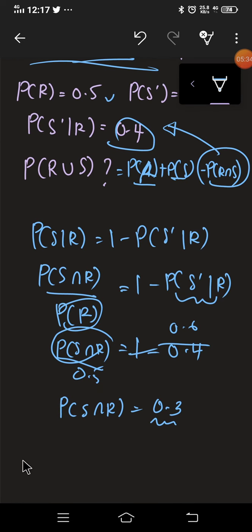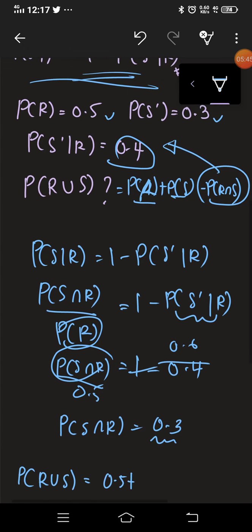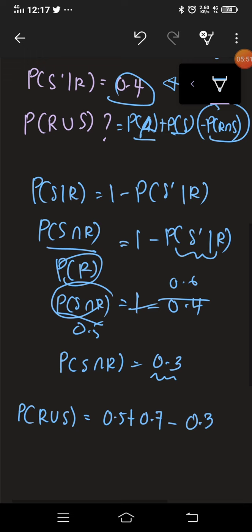Now to find the probability of R union S, or S union R, it is equal to probability of R, which is 0.5, plus probability of S, which is equal to 1 minus 0.3, which is 0.7, minus the intersection, which is 0.3. So we have the answer here, which is equal to 0.9. Okay.